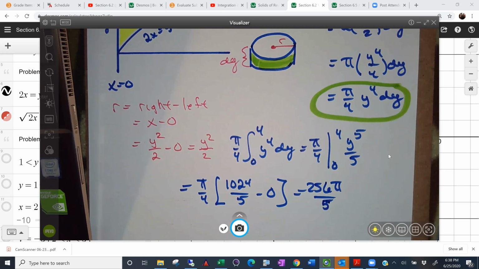Nice. So I wanted to get one in where we did a dy slice, just to let you know that you don't always have to take a dx slice.